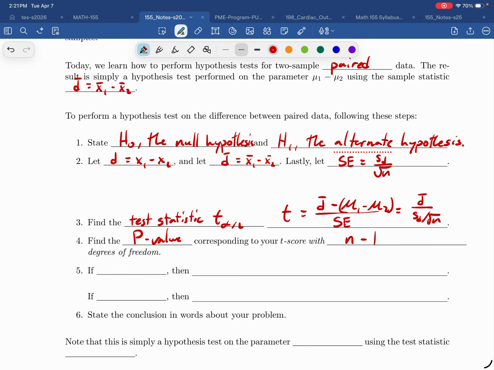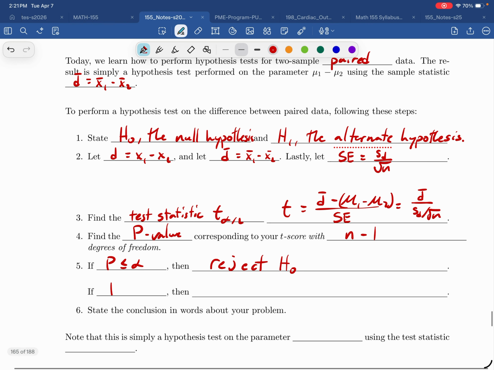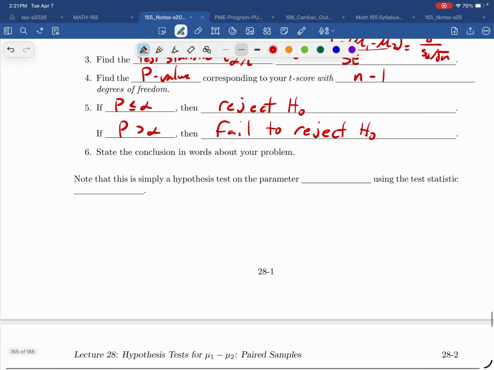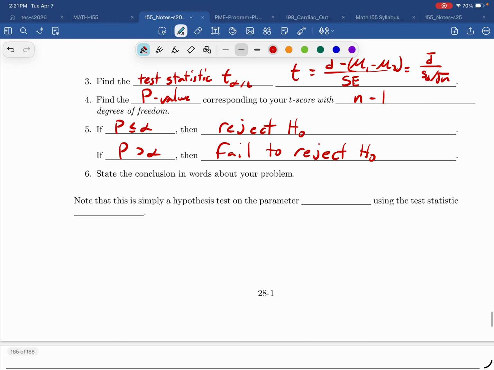Right? And then you know the deal from here. If P is less than or equal to alpha, then reject the null hypothesis. Otherwise, fail to reject. And state your conclusion. And again, note that this is simply a hypothesis test on the parameter mu1 minus mu2 using the test statistic d bar equals sample mean 1 minus sample mean 2. Okay.